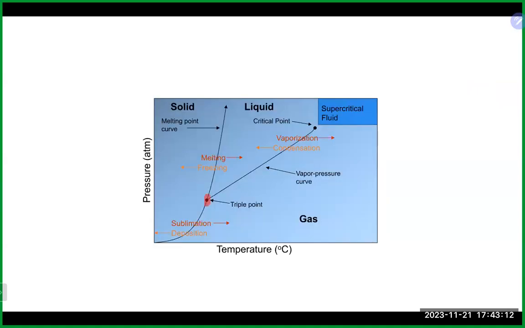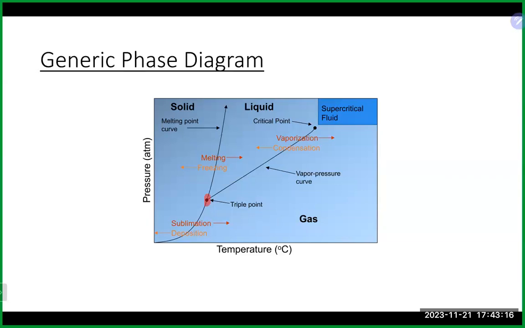So let's take a look at a generic phase diagram. And this is a generic phase diagram. And these are usually the spots that you should know.